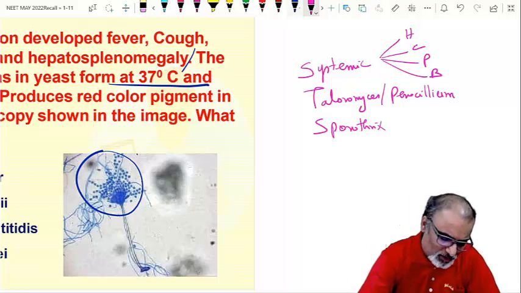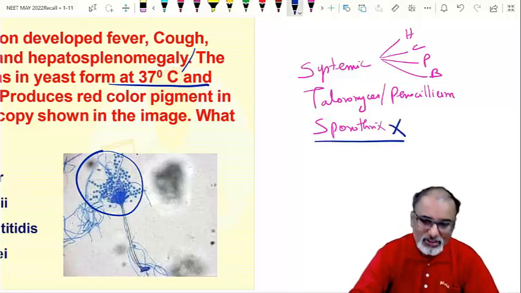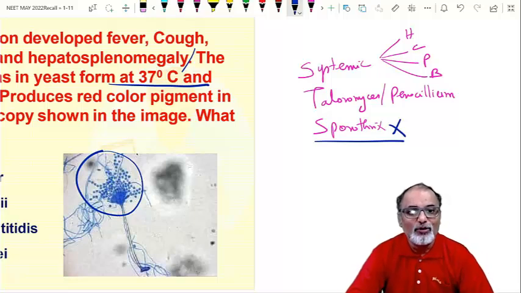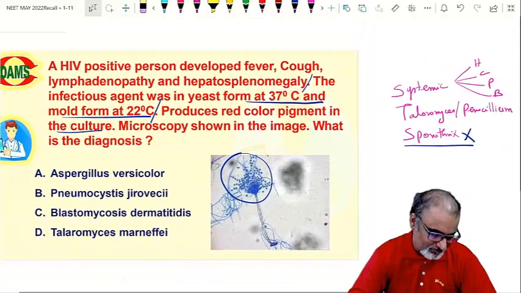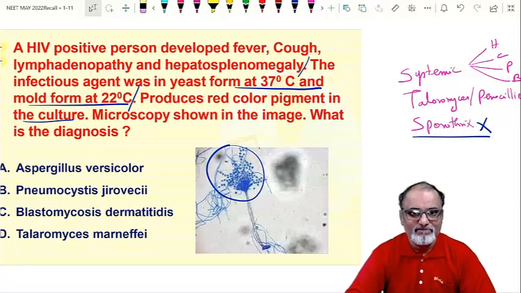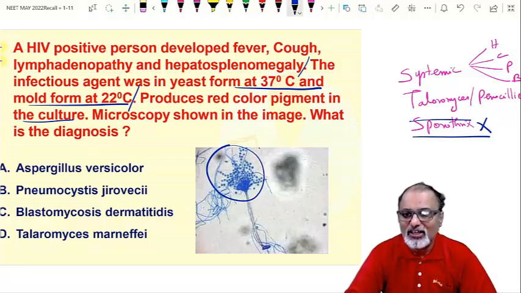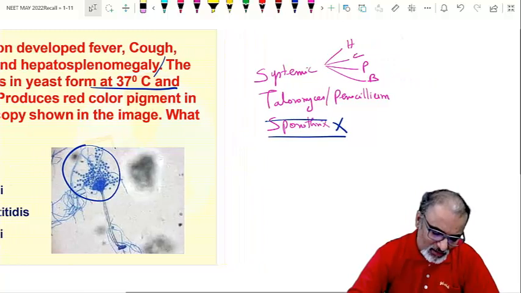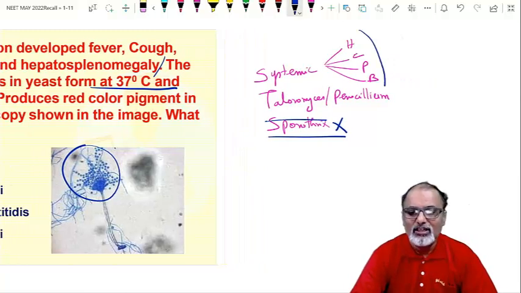I won't vote for Sporothrix because Sporothrix won't cause hepatosplenomegaly, cough, fever, those kinds of systemic manifestation. Usually it causes rose gardener's disease, a subcutaneous infection. So I will not vote. And second thing, if you take culture, it forms flower shape, floret shape culture. And second one is systemic mycosis, all the four.